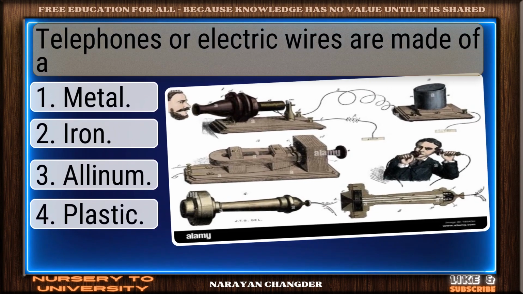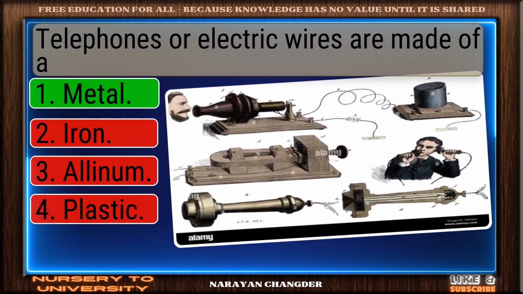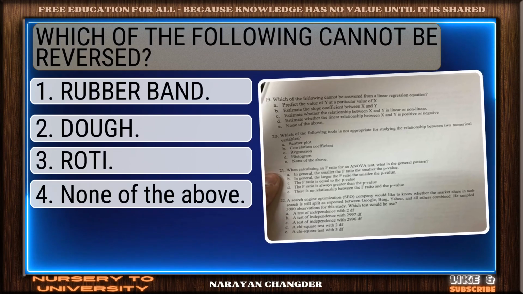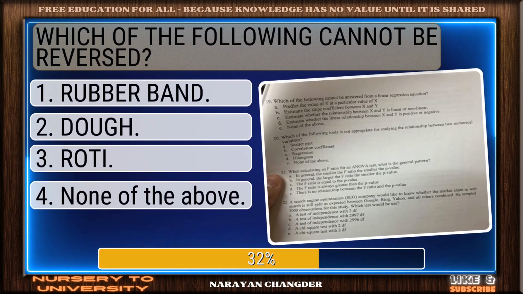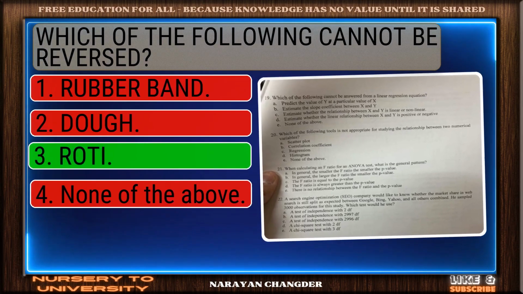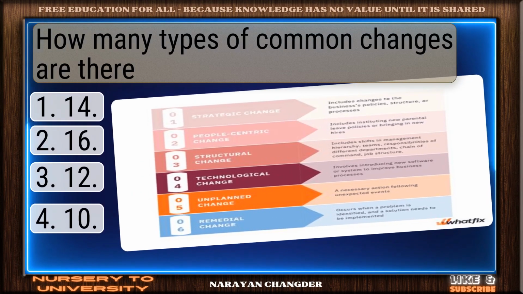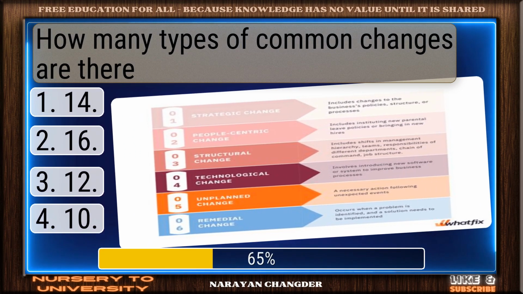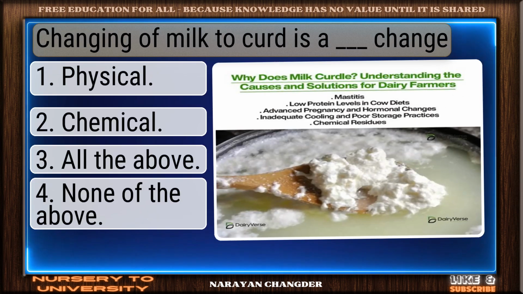Telephone or electric wires are made of a. Excellent. Metal is a brilliant choice. Which of the following cannot be reversed? Great thinking. Roti is the right choice. How many types of common changes are there? Perfect. 14 is the correct choice.